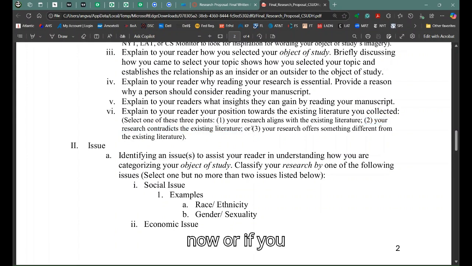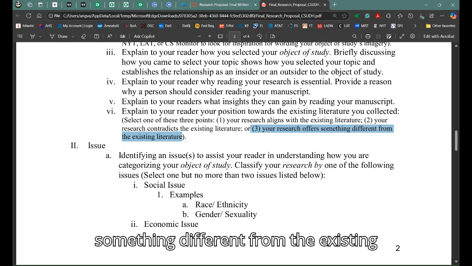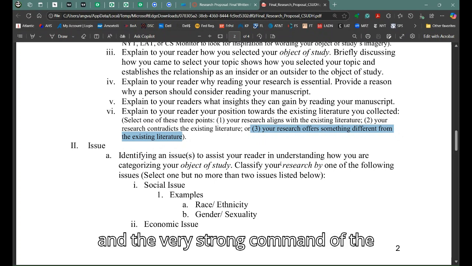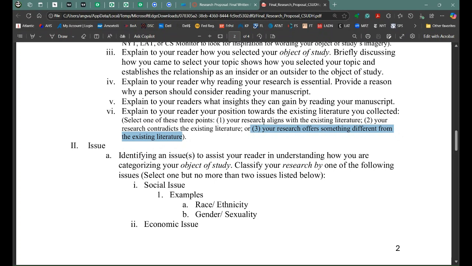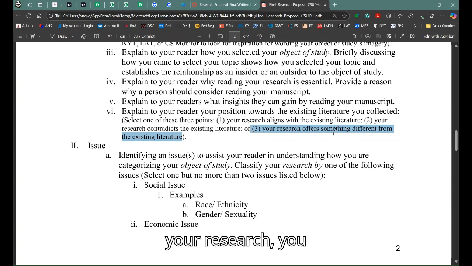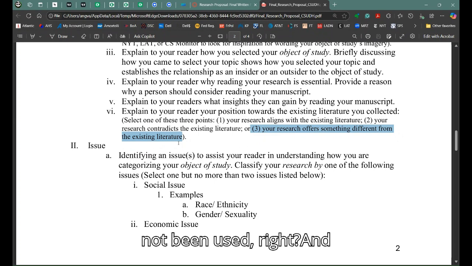Now, if you selected number three, and number three says your research offers something different from the existing literature, this assumes that you have a very good grasp and a very strong command of the debates and arguments about your particular topic. And then as you did your research, you noticed that some information, or a type of approach, or a type of evidence has not been used.